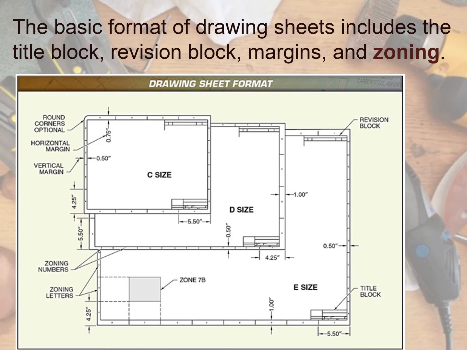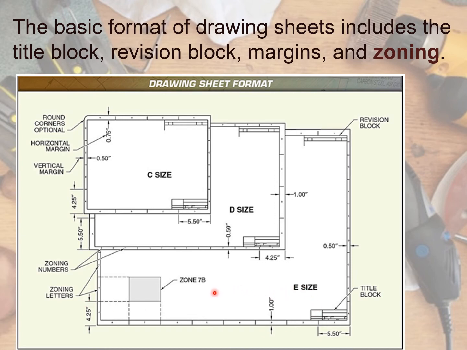Another thing that drafters use to help you find information that you need is called zoning. So what zoning is, it's used on maps as well. So on one edge of your drawing, you'll have letters going in one direction. The other edge, you'll have numbers going in the opposite direction.